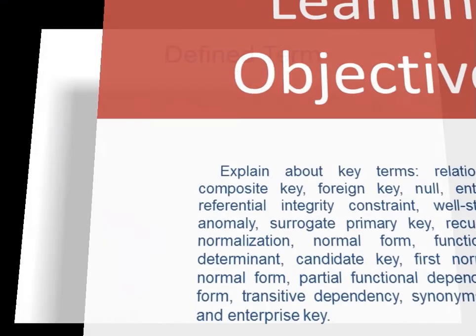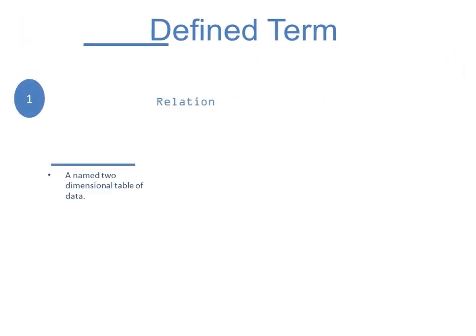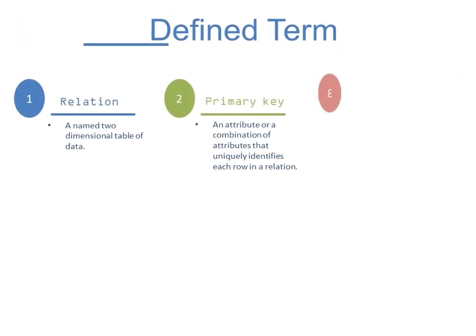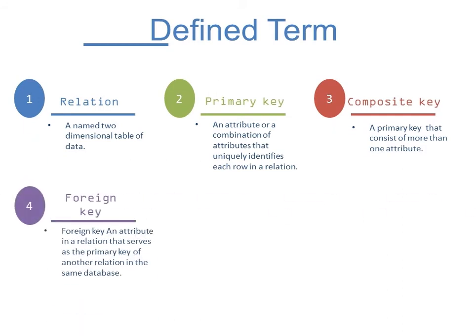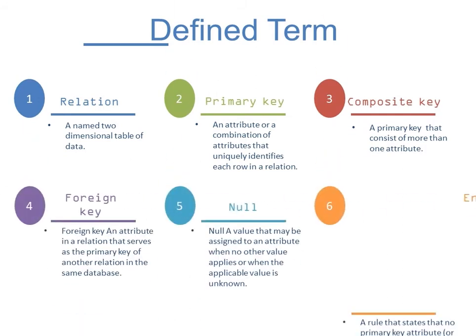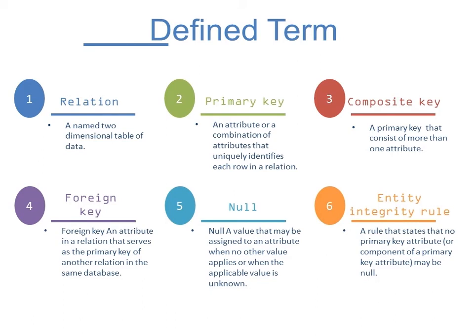Okay, the first explanation is about the relation. What is a relation? A relation is a named two-dimensional table of data. Each relation consists of a set of named columns and an arbitrary number of unnamed rows. And the second, the primary key. What is the primary key? The primary key is an attribute or a combination of attributes that uniquely identifies each row in a relation.